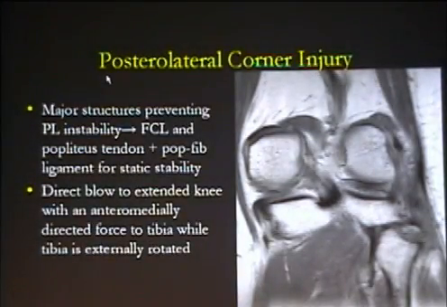Posterolateral corner injury. This can be very difficult to diagnose, but I think now that you have some understanding of the anatomy in this area, it's going to make it easier to diagnose. The major structures preventing posterolateral instability are the fibular collateral ligament and the popliteus tendon, with the popliteofibular ligament providing some static stability to the posterolateral corner. Injury to these structures occurs from a direct blow to an extended knee with an anteromedially directed force to the tibia while the tibia is externally rotated.